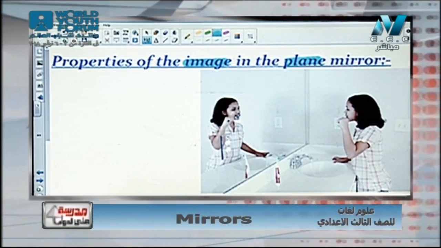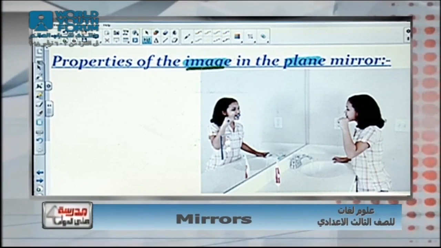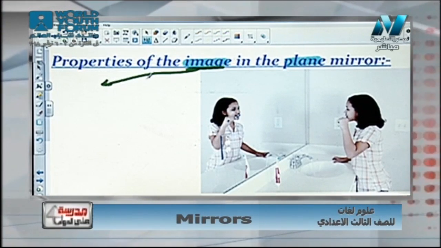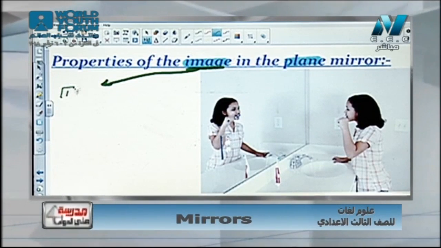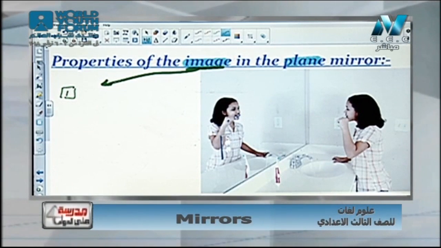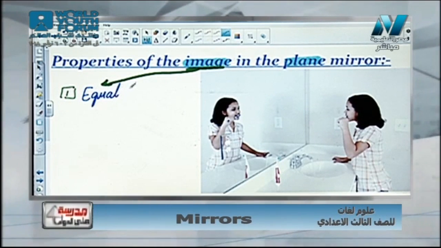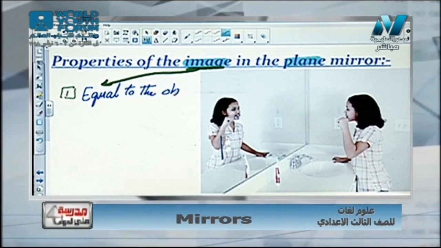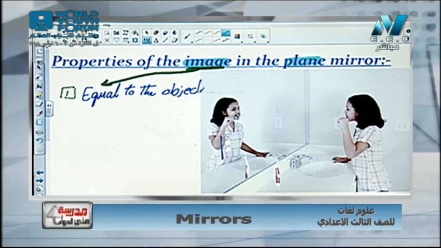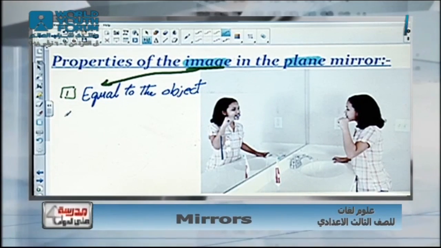Number one, we always say here image. We talk about all these properties of the image. Number one, the image is equal to the object in size. Equal to the object, meaning not magnified and not diminished.